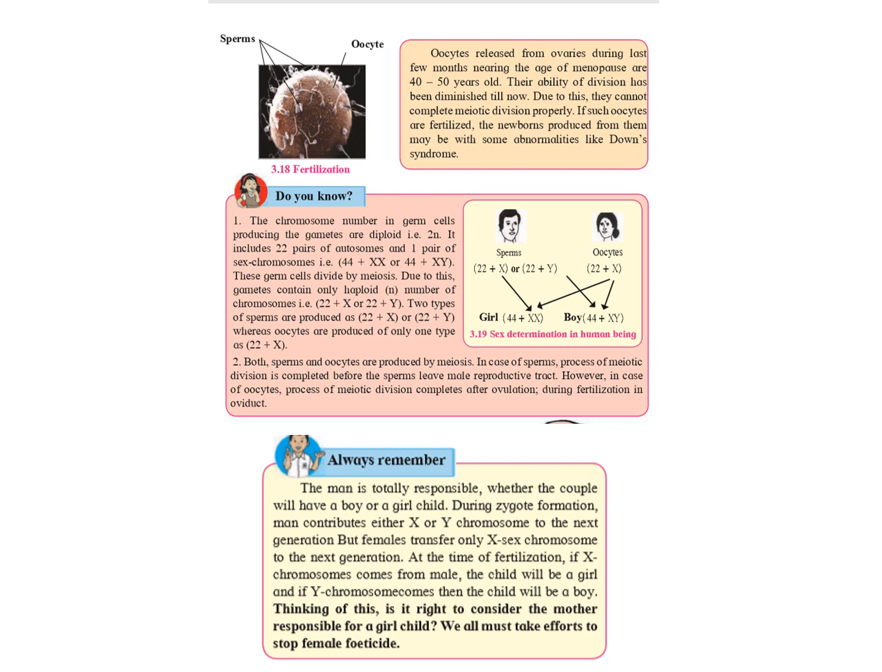So all the children get one X chromosome from their mother and the other chromosome is inherited from the father. If the chromosome inherited from the father is X, then the child will be a girl. If it is Y, then the child will be a boy. So we need to understand that it is the father who is absolutely responsible for the sex of the child. That is, whether the child will be a boy or a girl depends upon the type of chromosome that the child gets from his father.